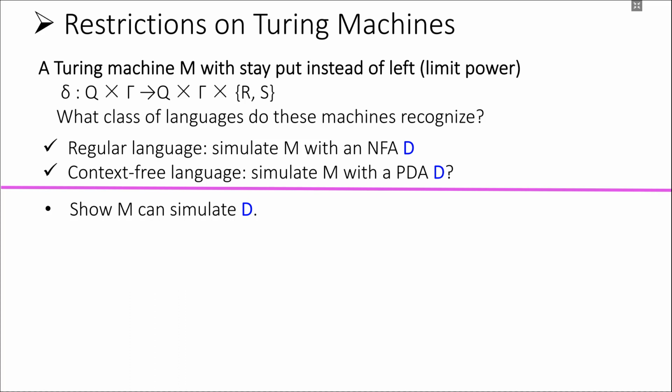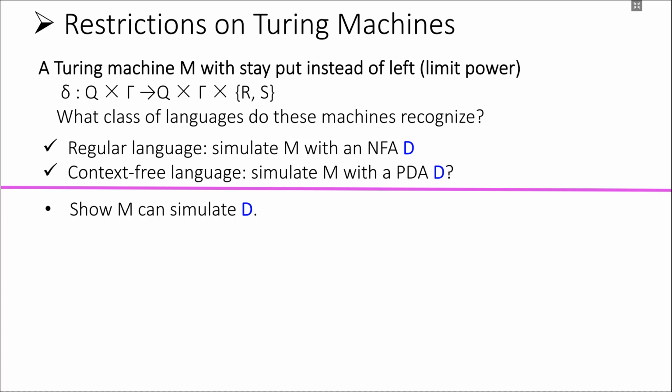Once you have simulated M with D by giving all those details, you need to do the other direction. Show that M can simulate D, because you don't want D to be more powerful than M. If in this step you find that there are some things that D can achieve but M cannot, then probably you made a wrong decision by choosing D to be an NFA or a PDA.